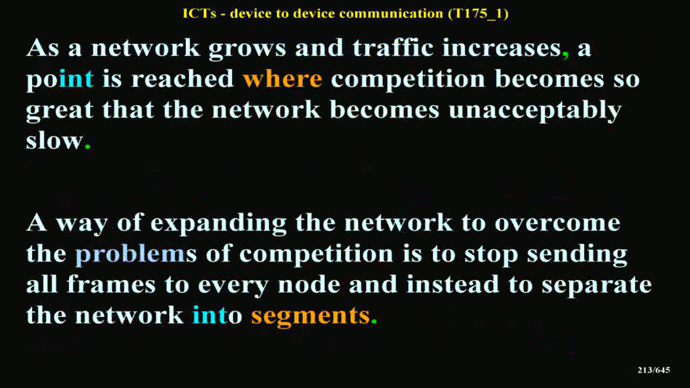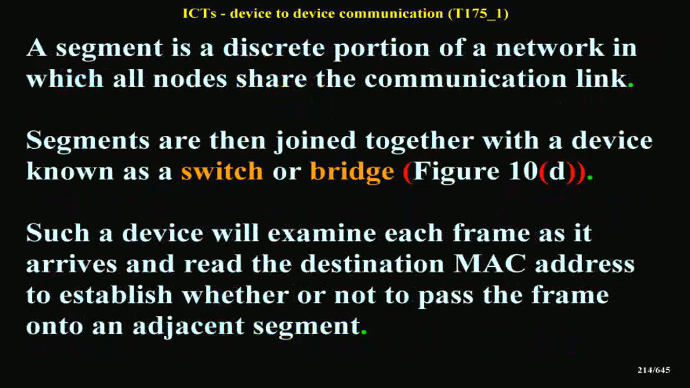As a network grows and traffic increases, a point is reached where competition becomes so great that the network becomes unacceptably slow. A way of expanding the network to overcome the problems of competition is to stop sending all frames to every node and instead to separate the network into segments. A segment is a discrete portion of a network in which all nodes share the communication link. Segments are then joined together with a device known as a switch or bridge (figure 10d).